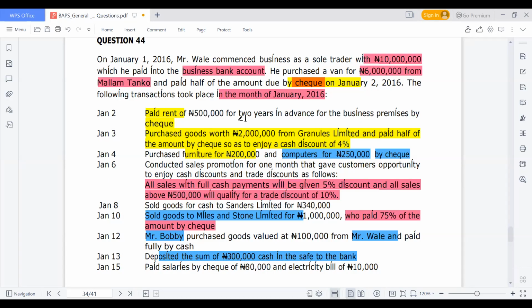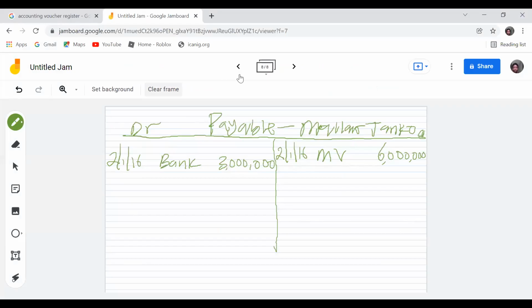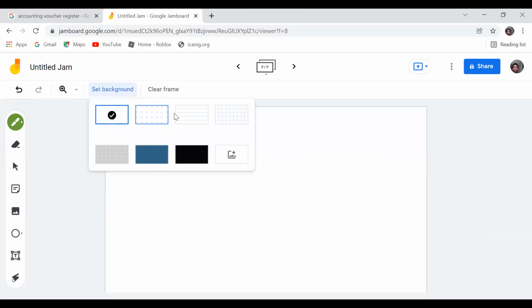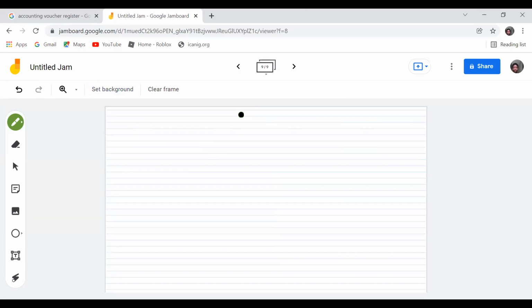Paid rent of 500,000 for 2 years in advance for business premises by check. So that means that he paid rent. So we are going to have another ledger for rent. So I'm going to say rent now. Rent account.